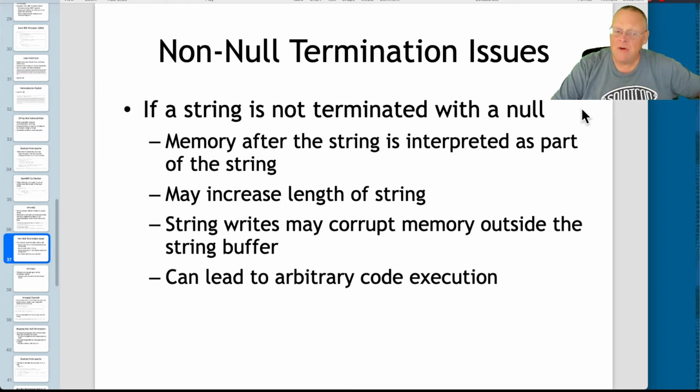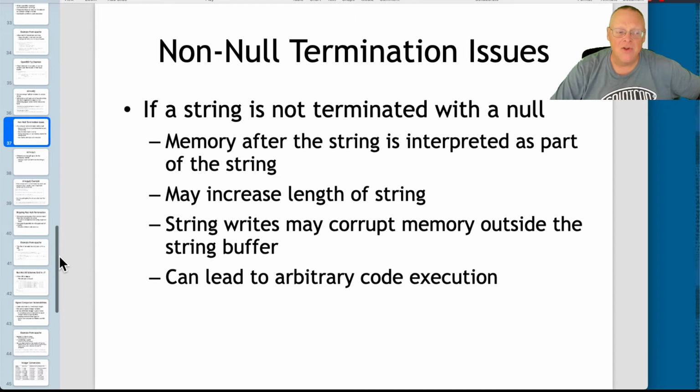So if you don't terminate a string with a null, then the string will just continue, including all the readable bytes after it, all the bytes until it finds a null byte. So your string will suddenly be much longer. And if you write to that string, you'll be able to write to memory that's outside the space allocated for the string buffer. And that can lead to code execution, as we've done quite a lot here. An arbitrary write can easily be used to get control of the machine.